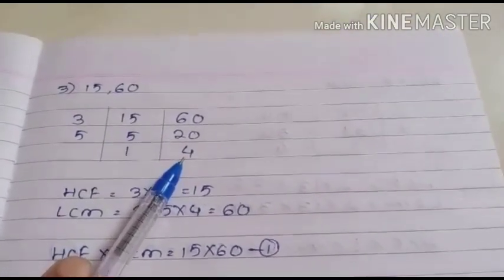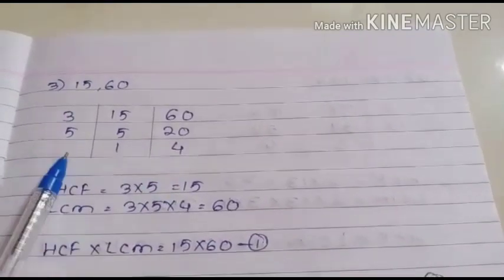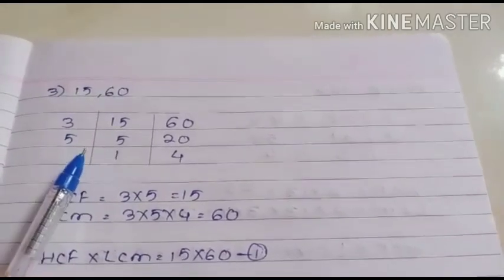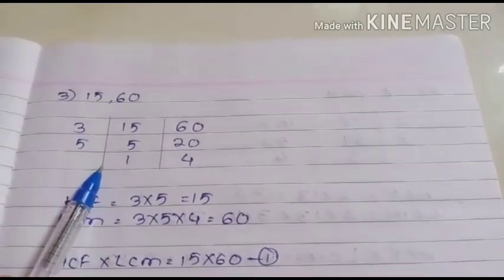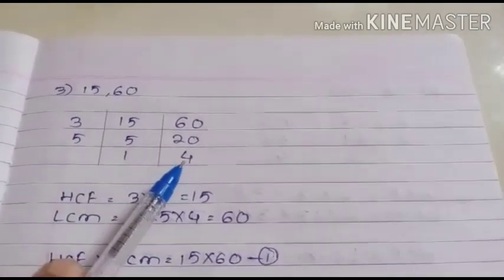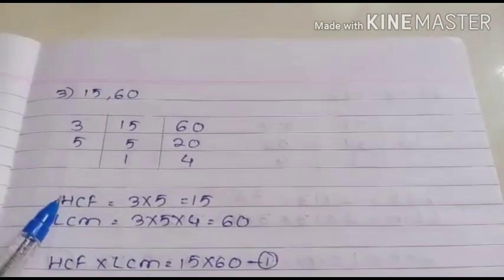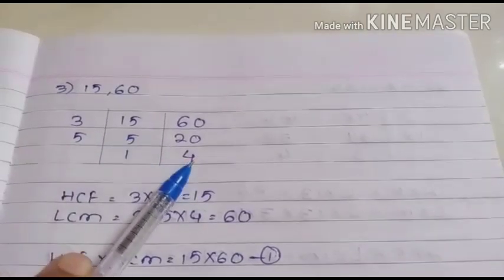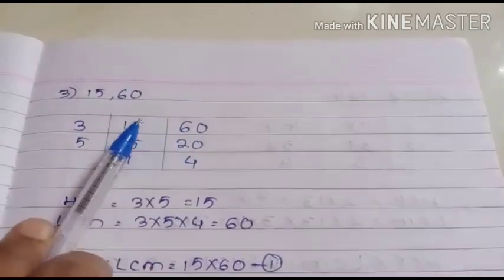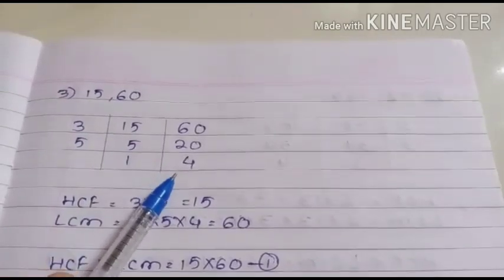Now I have to stop here itself. Earlier we saw that if 4 is there, we divide by 2. But we will not do that step here. Why? Because we want to find out HCF also. If only LCM is needed, we can divide 4 by 2. But HCF means what? Common factor of both numbers. Now 4 is a factor of only 60, so it is not a common factor of 15. So we cannot move further. We have to stop here itself.